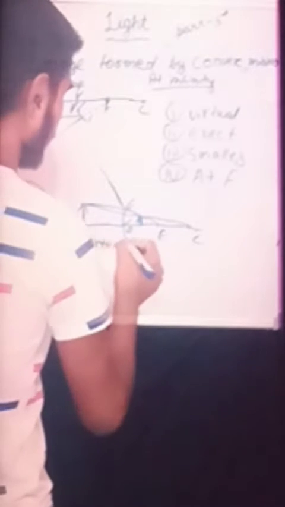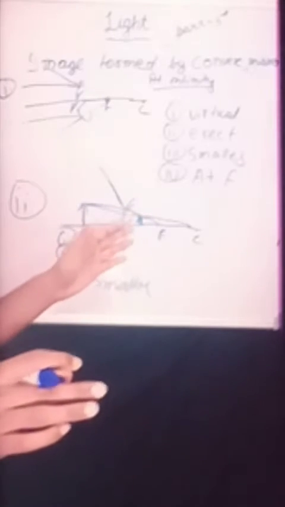Okay, see here, then it is virtual. It is on the right side of the mirror, so it is a virtual image. We always use erect with virtual. And third, the size of the image: it is always smaller. It is assumed, not sure, that it is going to form there. Okay, smaller.